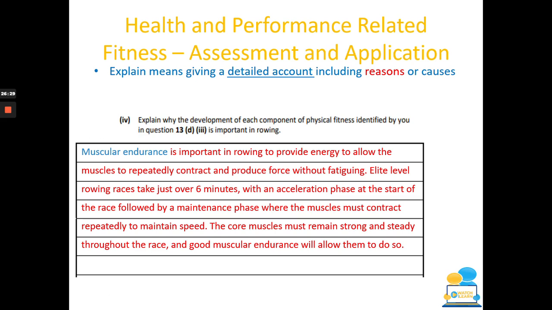So now we're explaining why the development of muscular endurance is important. So we're giving the reasons, which is answering the question and relating the question to the action verb. So muscular endurance is important in rowing to provide energy, to allow the muscles to contract repeatedly and produce force without getting tired. So as we mentioned previously, the elite level rowing races take just over 6 minutes at the Olympic level, with an acceleration phase at the start of the race, followed by a maintenance phase. So the maintenance phase is where we're really using our muscular endurance, where the muscles must contract repeatedly to keep the speed of the boat high.